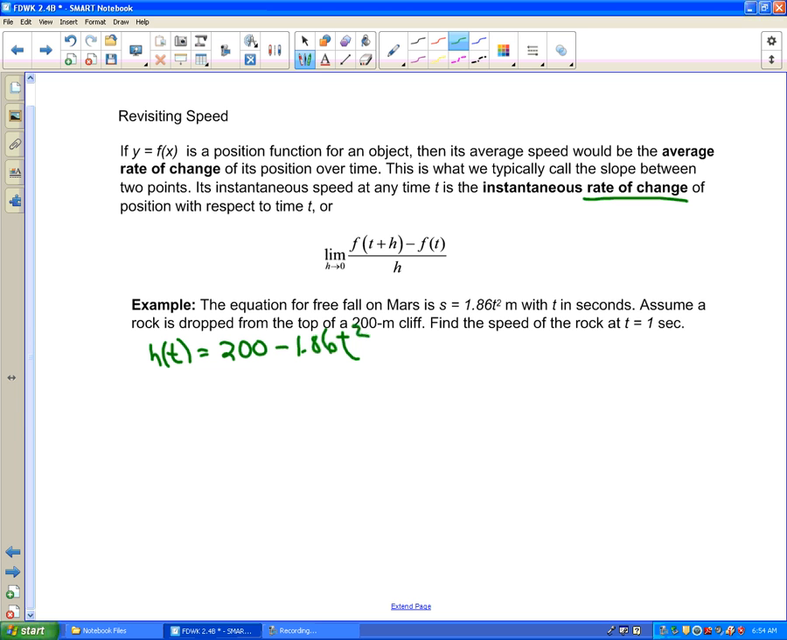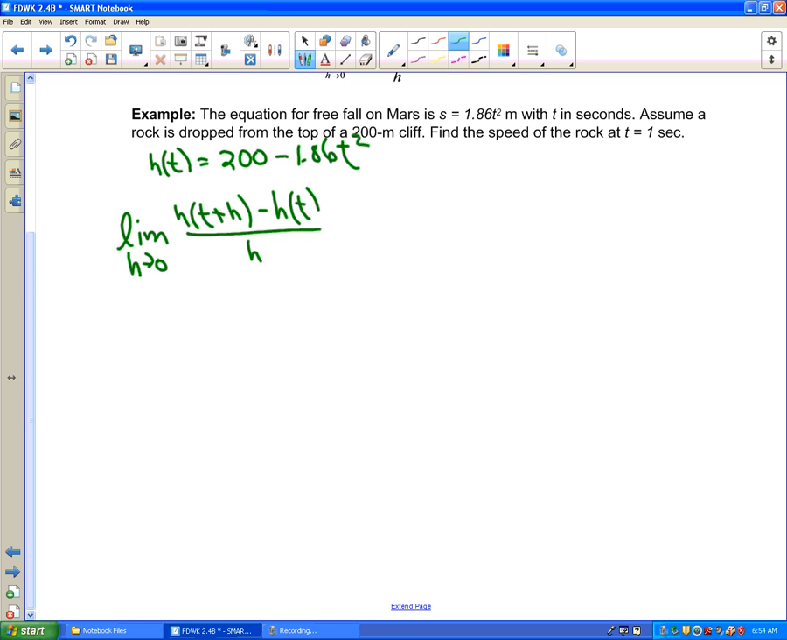And so the limit that we're going to need to look at is the limit as h approaches 0 of h of t plus h minus h of t over h. I apologize for naming the function h in addition to having a term that's an h as well. So let's drop down a little bit here, and let's plug in and simplify the fraction before we go back and look at the limit.